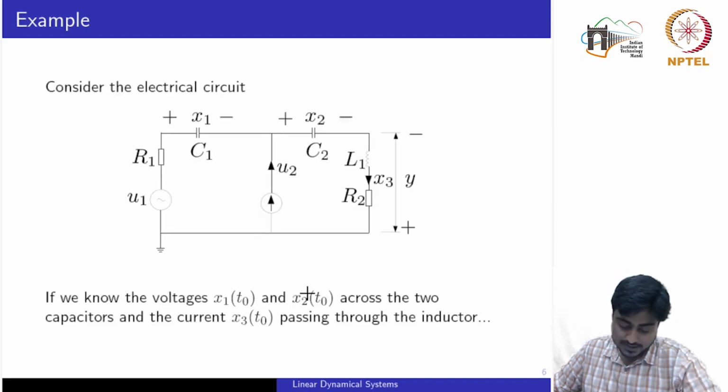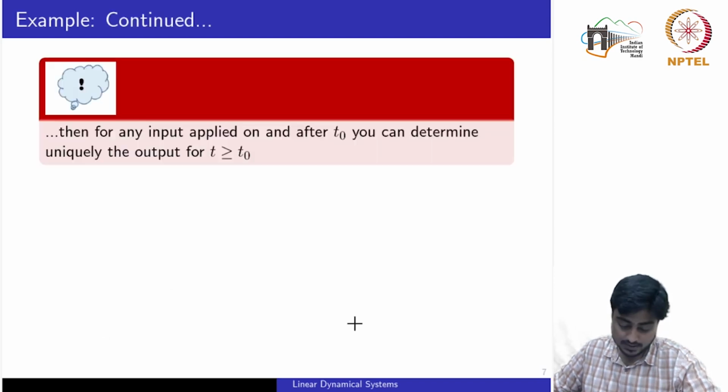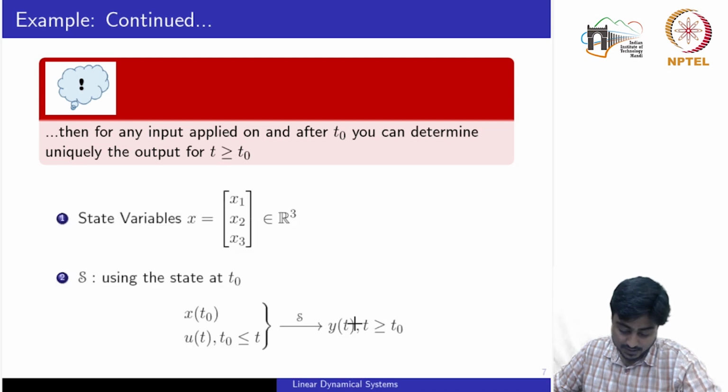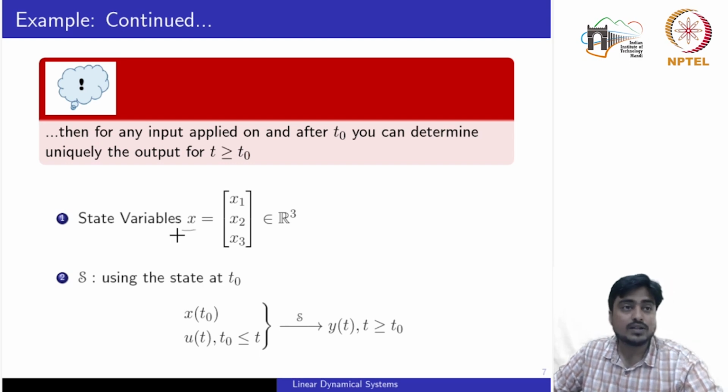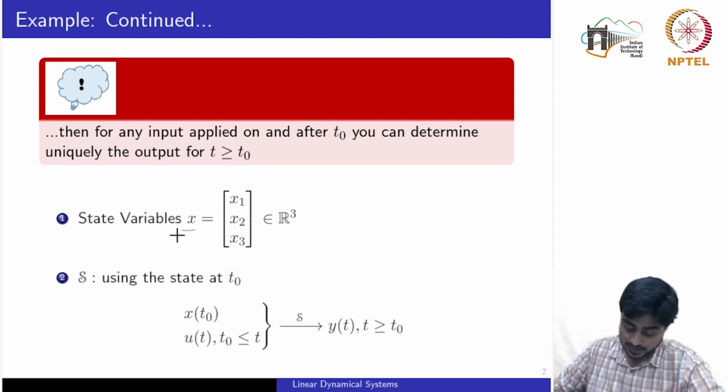Say for example, consider this electrical circuit. Now if we know the voltages x1 of t naught, x2 of t naught across the two capacitors and the current x3 of t naught passing through the inductor, then for any input applied on and after t naught, we can determine uniquely the output for t greater than or equal to t naught. So if we have three states in the previous example, we define a state variable as a vector of three state variables x1, x2, x3, and this x is basically of dimension 3.